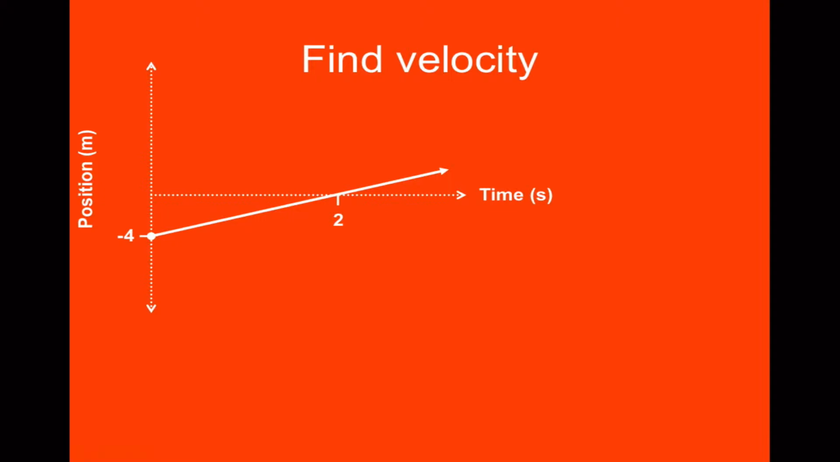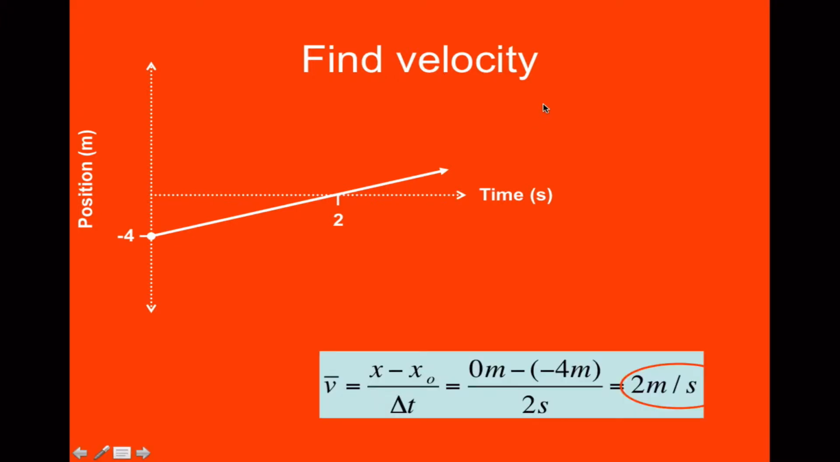It starts at a position of -4 relative to the reference point, and 2 seconds later it's at the reference point. So you're not given a ton of numbers in this, but you're certainly given enough information to find the slope. So you're asked to find velocity at the top there. How do you find velocity?